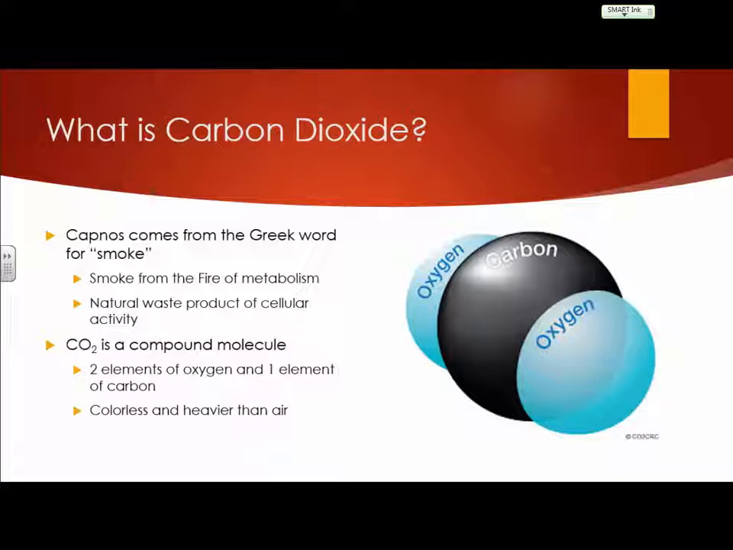All right, so what we're saying here essentially is we're using this analogy that when metabolism occurs in a cell, we're comparing that to a fire, and the byproduct of fire is smoke. The byproduct of metabolism is CO2. It is a compound molecule where you have two elements of oxygen and then the carbon element. It is colorless and heavier than air. Why do we talk about this?